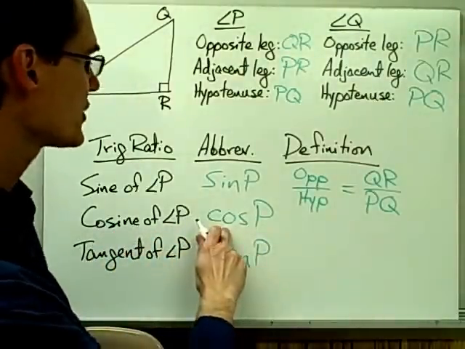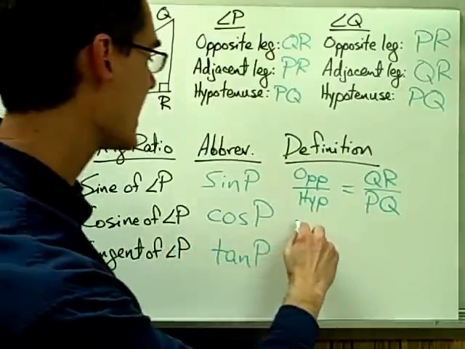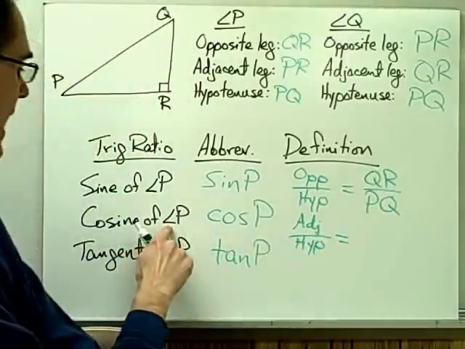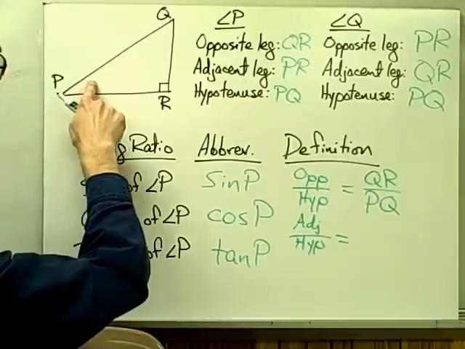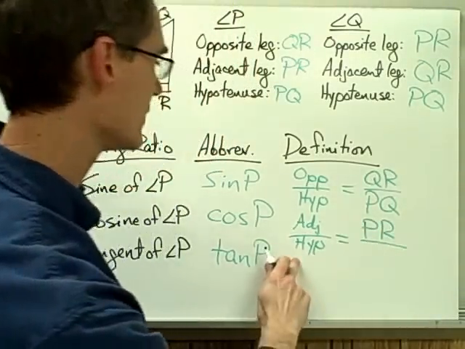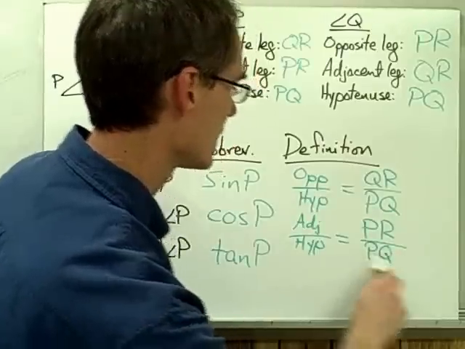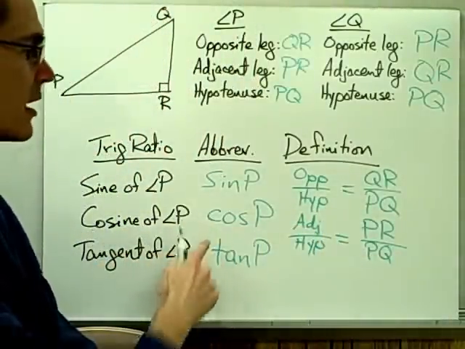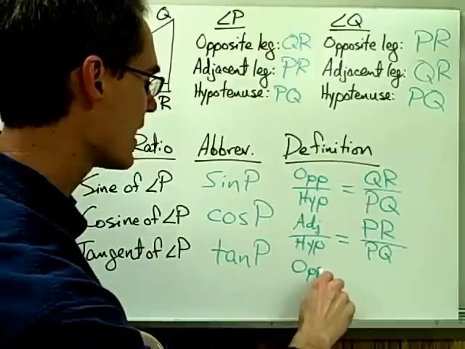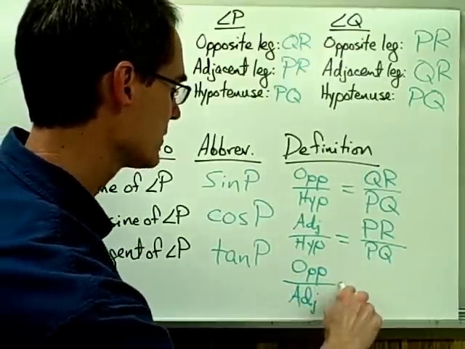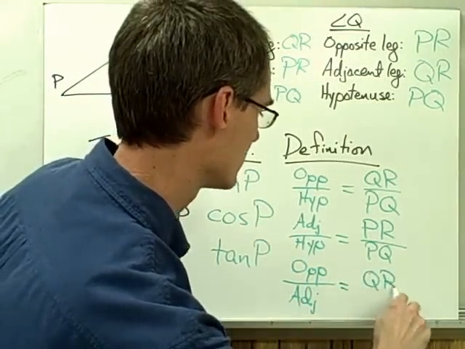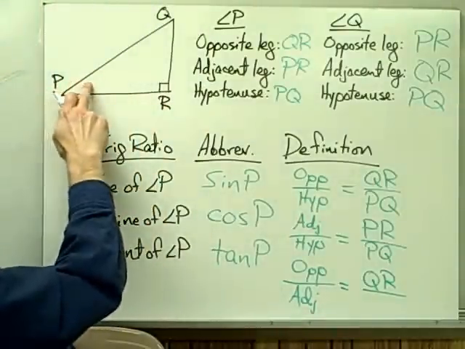Cosine of angle P. Cosine, we remember from SOHCAHTOA, C-A-H, so we want adjacent over hypotenuse. So for angle P, cosine is adjacent over hypotenuse. My adjacent side is PR, and my hypotenuse is PQ. So PR over PQ would be the cosine of angle P. The tangent of angle P, SOHCAHTOA, T-O-A, means I have opposite over adjacent. So for angle P, my opposite side is QR, and my adjacent side for angle P is PR.